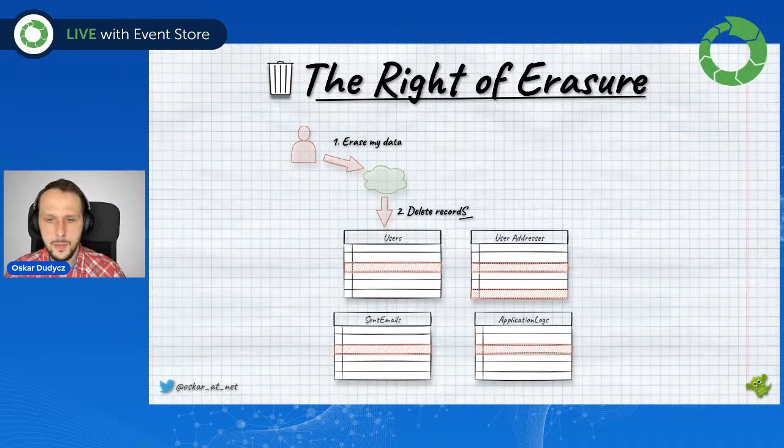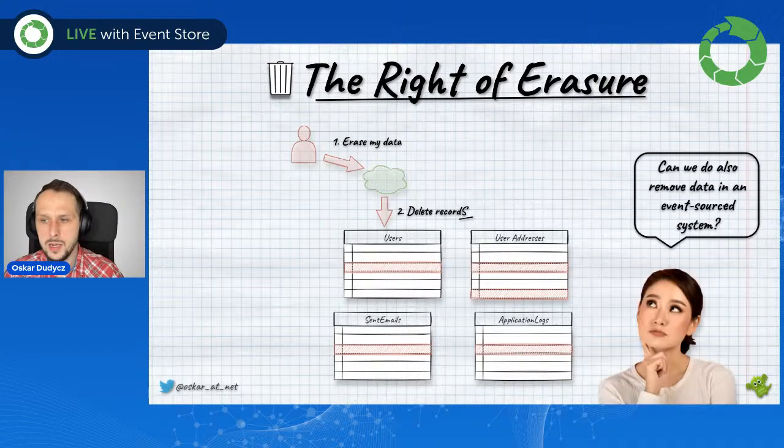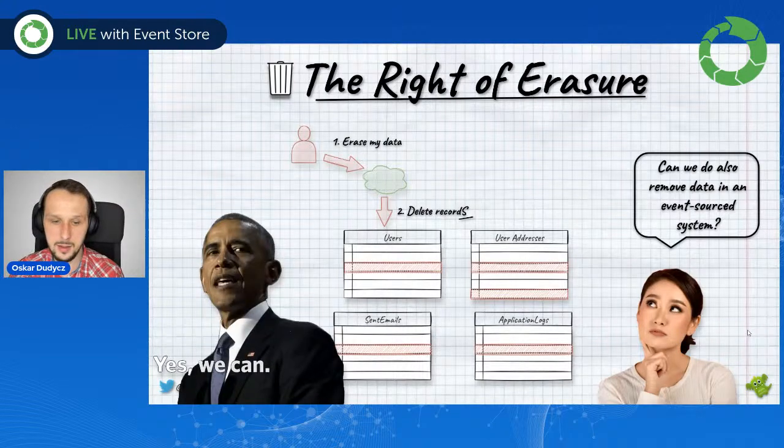Let's get back for a moment to the right of erasure. Can we also remove the data in an event sourcing system? Because even I have said multiple times during my webinars that the main advantage of event sourcing is that we are not losing any business information. So can we erase that? And the answer is yes, we can.